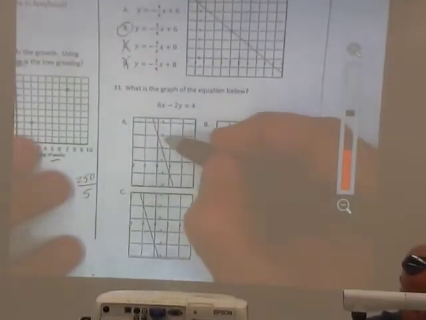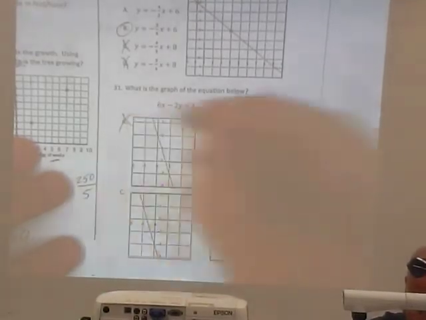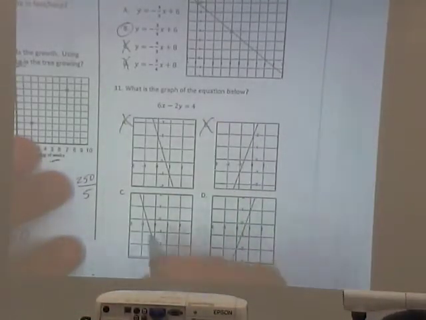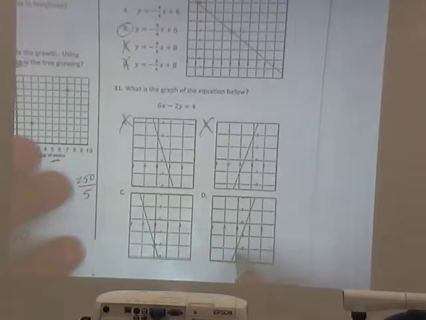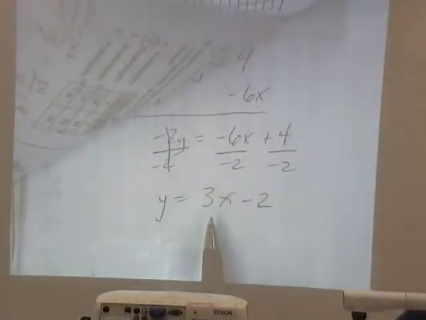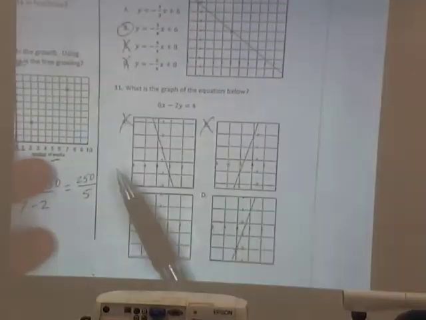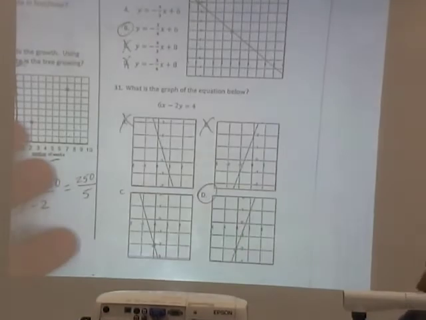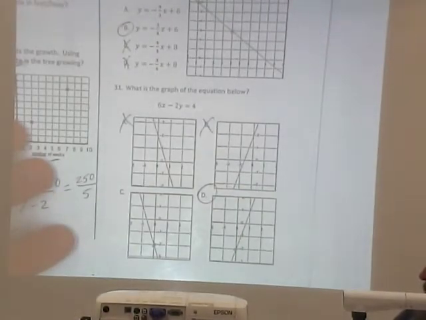So this one's crossing at positive 2, so that's not it. This one's crossing at positive 2. I got a negative 2 here, that's good. And I got a negative 2 here. But remember, my slope is positive, right? So which one of these is a positive slope? D. It'll be D. Okay, questions on that?